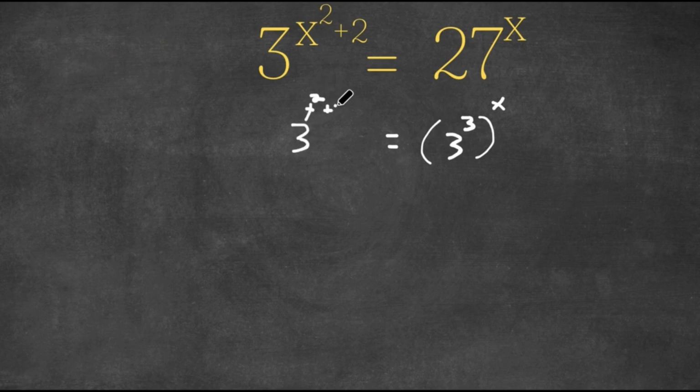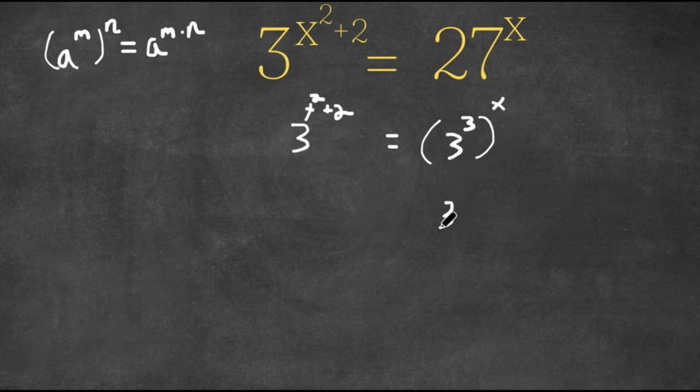Now, if we have something in the form a to the power of m to the power of n, this is actually equal to a to the power of m times n. So this is an important property of exponents. So if we have 3 to the power of 3 to the power of x, this is actually equal to 3 to the power of 3 times x, which is simply 3x.